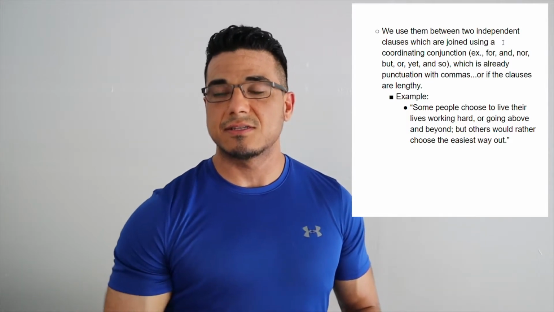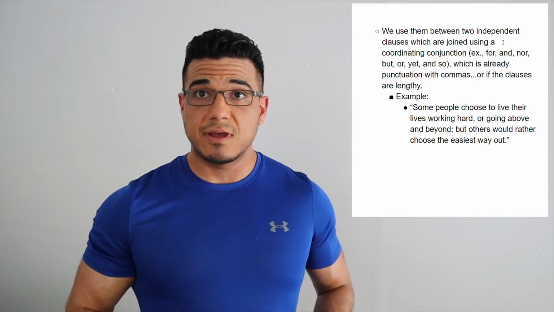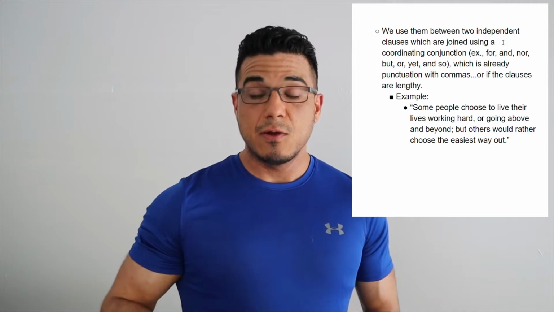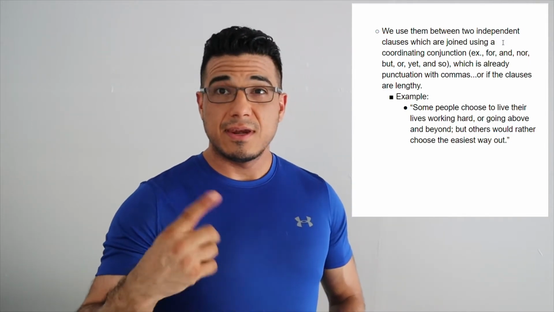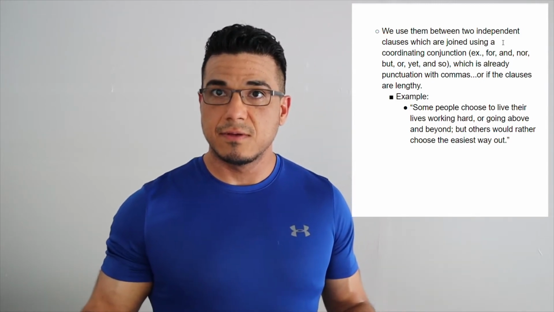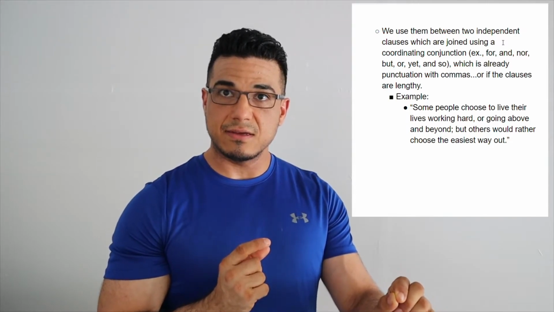You'd want to break the sentence up just to generate a more natural feel to it. So let's go ahead and look at the example that I provided. Some people choose to live their lives working hard, comma. Now I'm giving that coordinating conjunction, or, going above and beyond. So I've got that coordinating conjunction wherein I elaborate the next part of that idea.